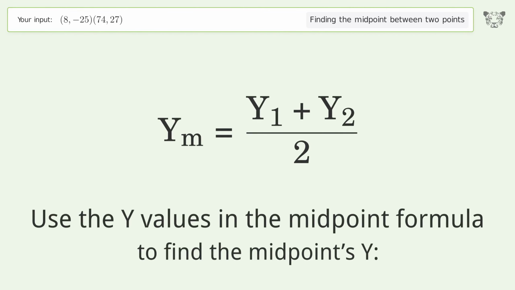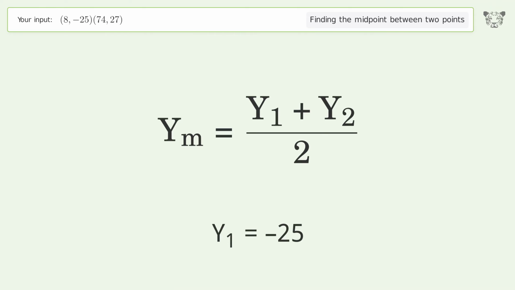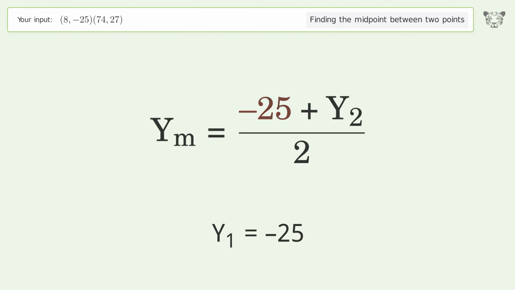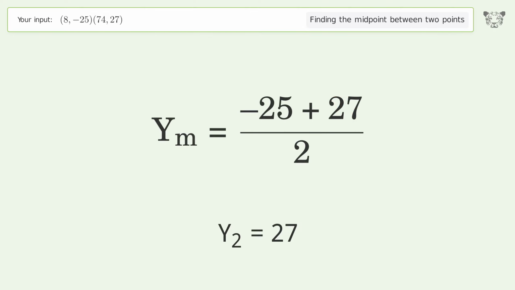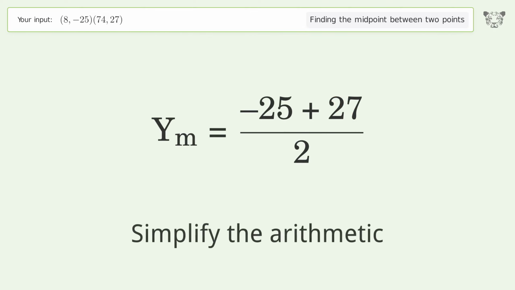Use the y values in the midpoint formula to find the midpoint's y. y1 equals -25. y2 equals 27. Simplify the arithmetic.